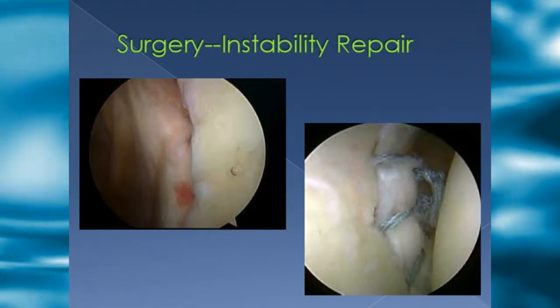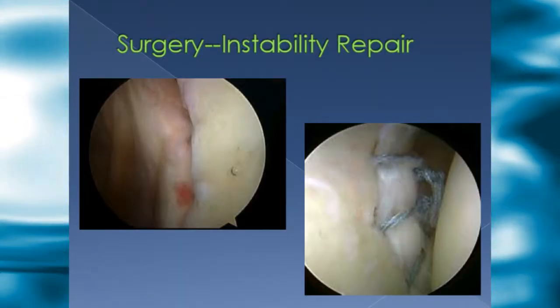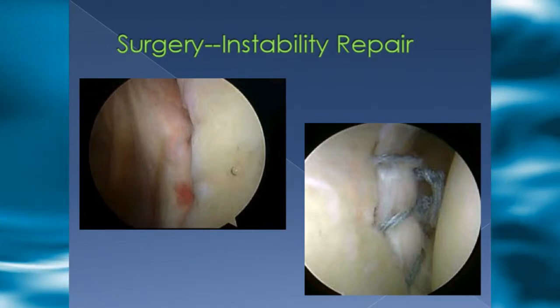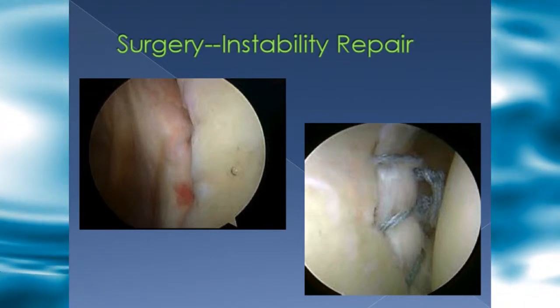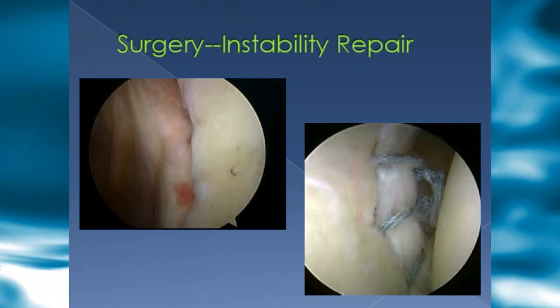This is a picture of an instability repair. If you've dislocated your shoulder, you may have torn the ligaments off the socket, and that's what's represented here by this sort of dark defect between the ligaments and socket, and we can put sutures into the bone all through a scope and tie the labrum back down.